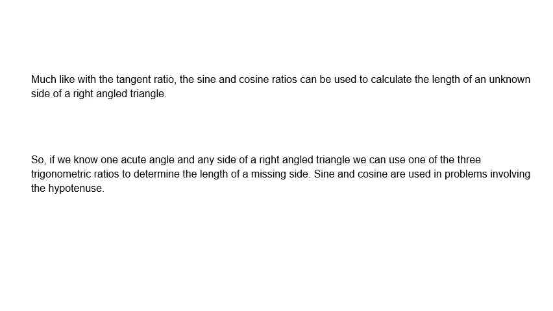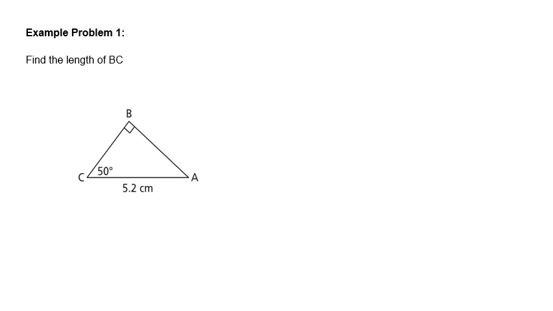Sine and cosine are used in problems involving the hypotenuse. So in this lesson, we're going to be finding side lengths of right-angled triangles using the same method that we did with tangent back in lesson 7.2, but now we're including sine and cosine. In this particular example, they want us to find the length of side BC. If you look at the triangle, we have a 50-degree angle, and we have one side, 5.2, and it wants us to find the other one, BC.